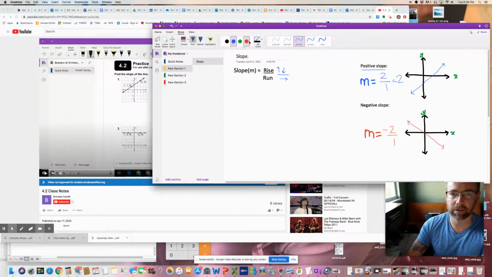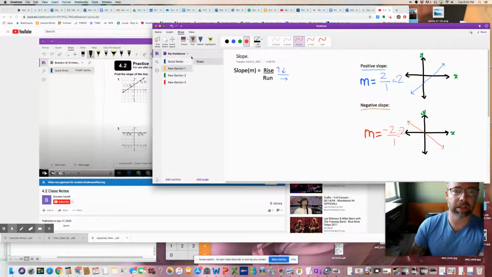Here, negative 2 divided by 1 equals negative 2. So our slope is negative 2. See the difference? Positive slope goes up as it goes to the right. Negative slope goes down as it moves to the right. So you can always figure out right away if it's going to be a positive slope or a negative slope by looking at what the line does as you move from left to right on the x-axis. Okay?